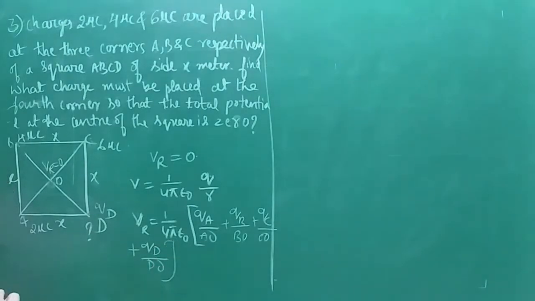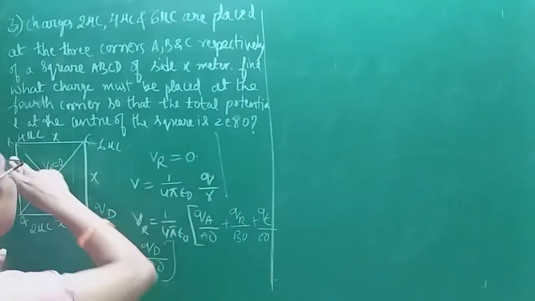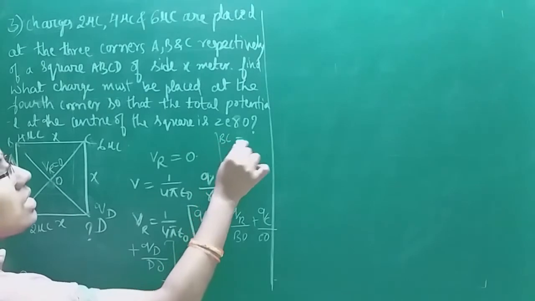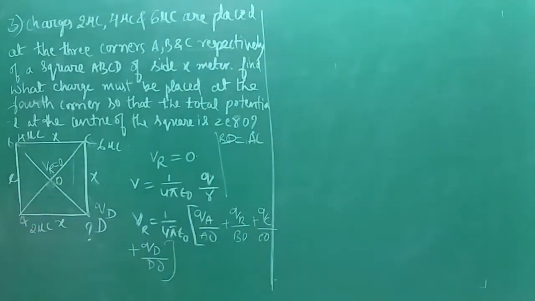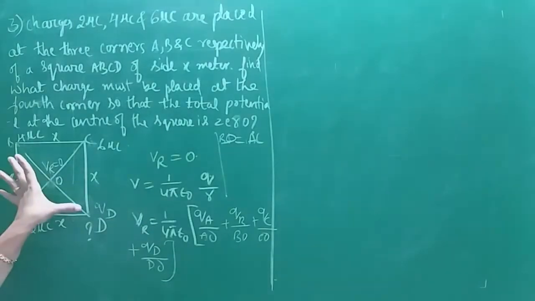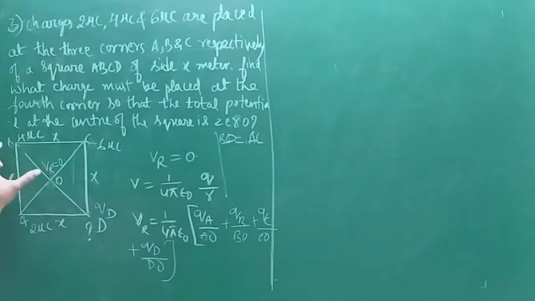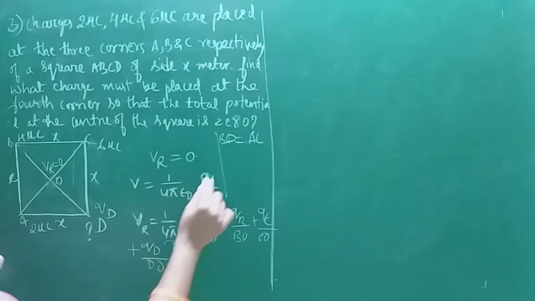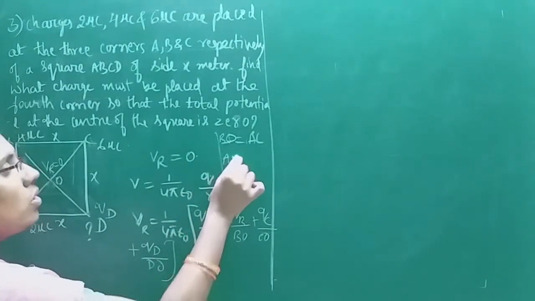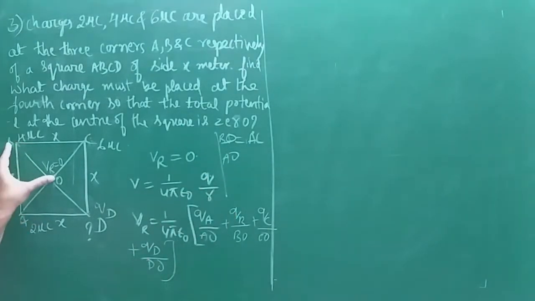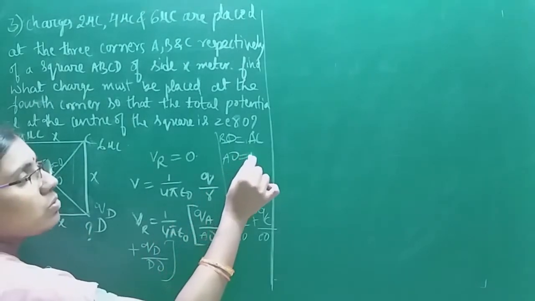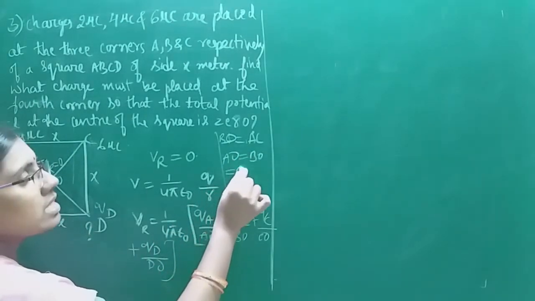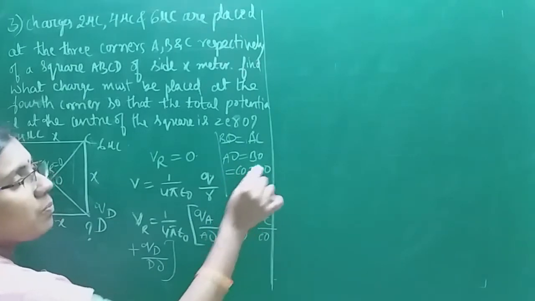Here the diagonals BD is equal to AC. If we divide the diagonal BD into two equal parts, that is nothing but BO and OD. So AO, BO, CO and DO are all equal. So AO equals BO, equals CO, equals DO.